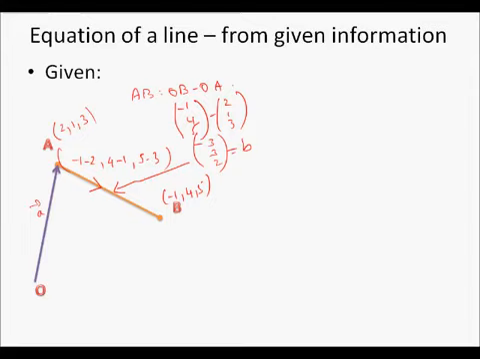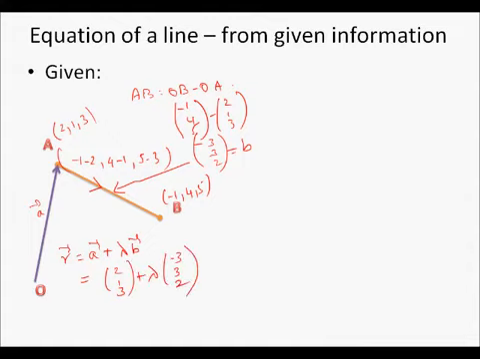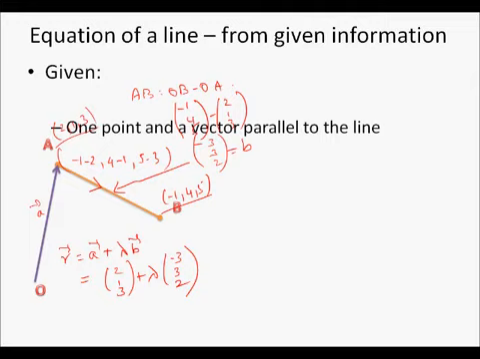As we did in our previous case, we know that r is equal to a plus lambda b, where a is (2, 1, 3) and b is just what we just found out, (-3, 3, 2). So this is the equation of the line joining these two points.